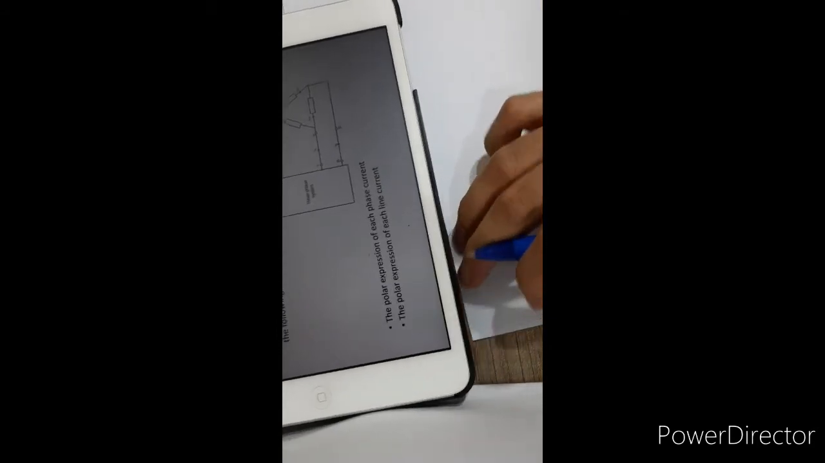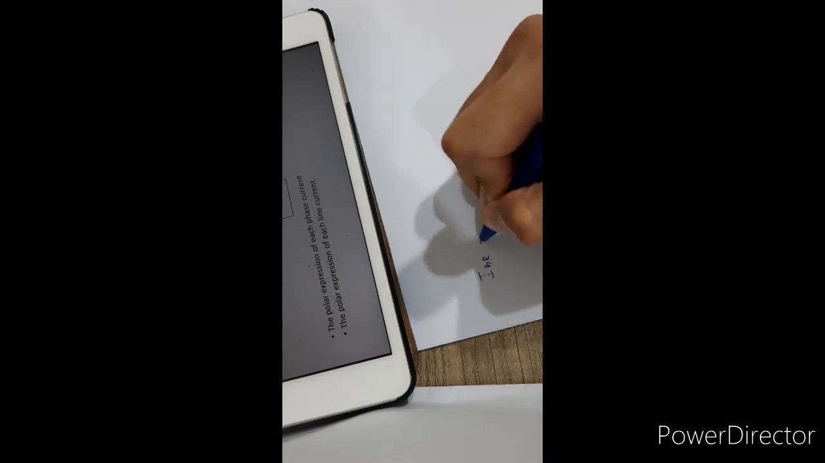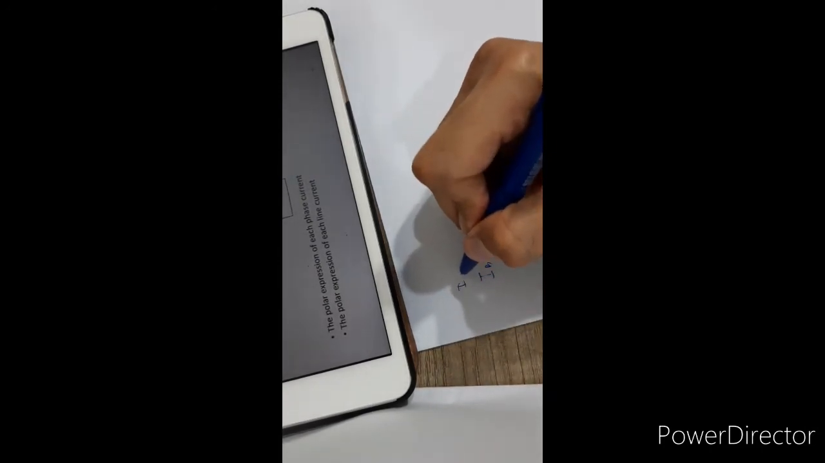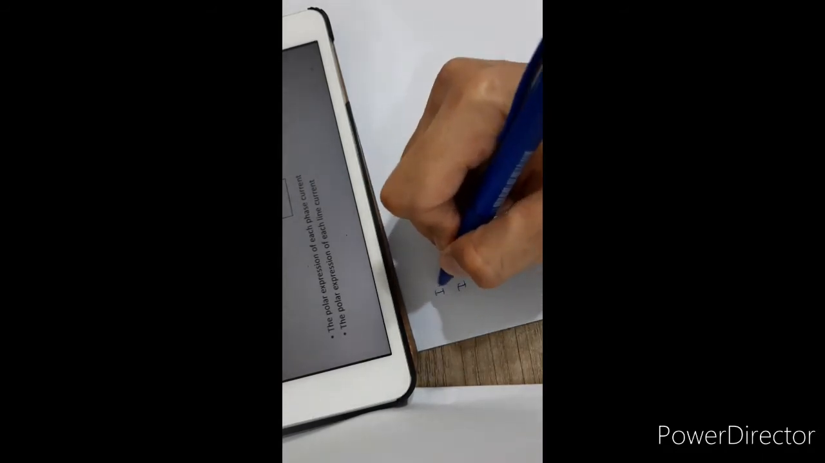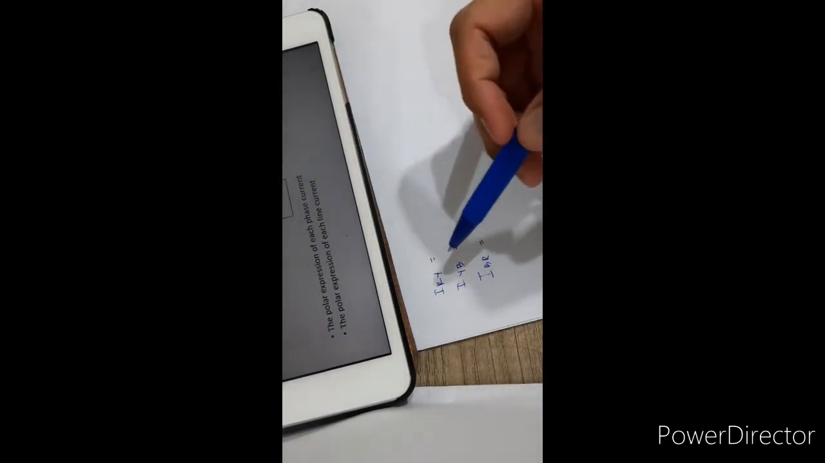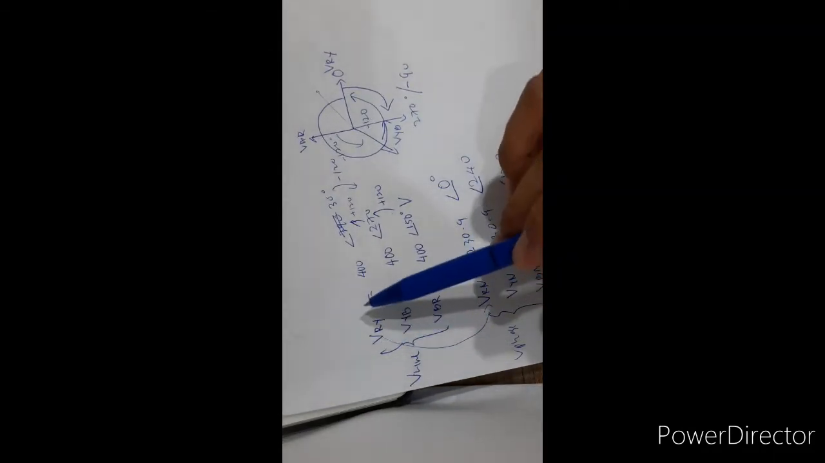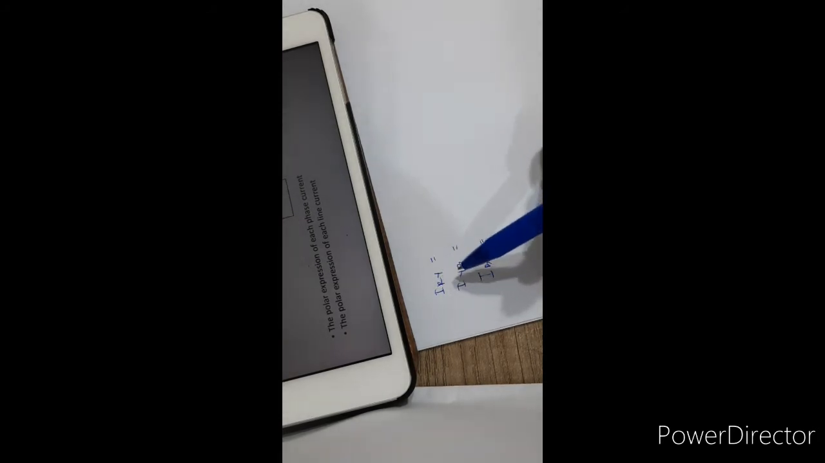So the given is IBR, and we also have IYB and IRY. Practice writing in this sequence, similar to the voltage in example 5, where I start with VRY, VYB and VBR, and then VRN, VYN and VBN. Same goes for current: IRY, IYB and IBR. Start with this sequence.